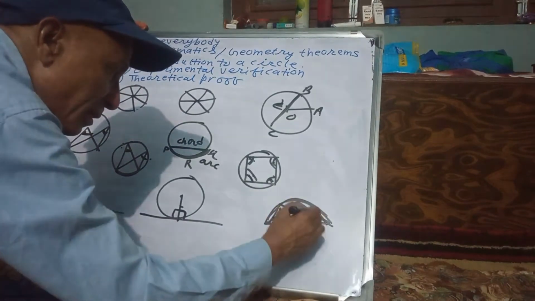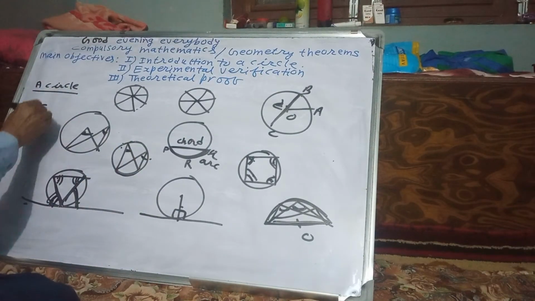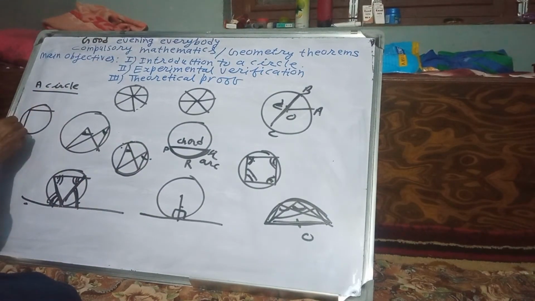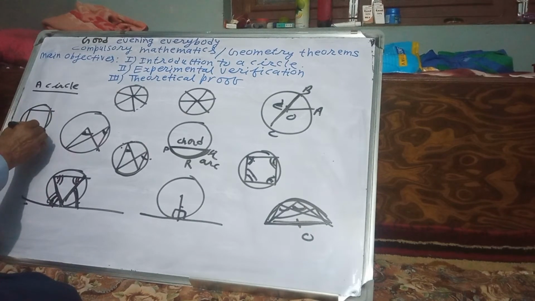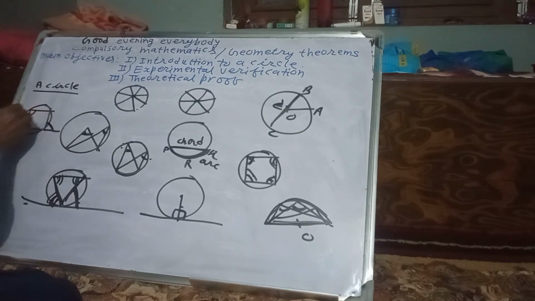Always 90 degree. And another, suppose this one is a cyclic quadrilateral. You can produce any side. This is the exterior angle. This angle is equal to this angle.